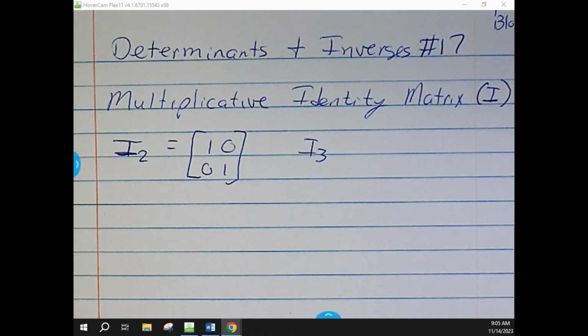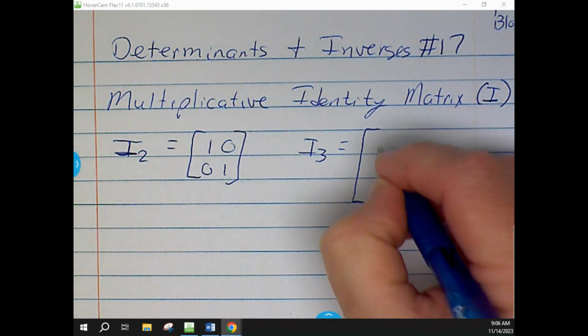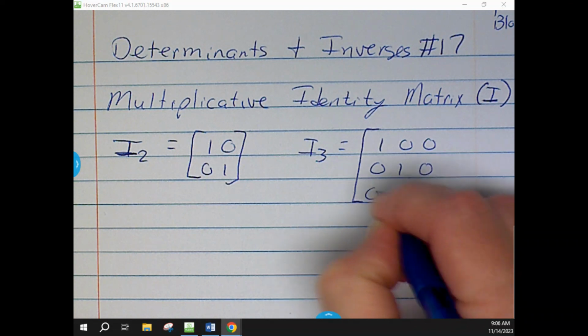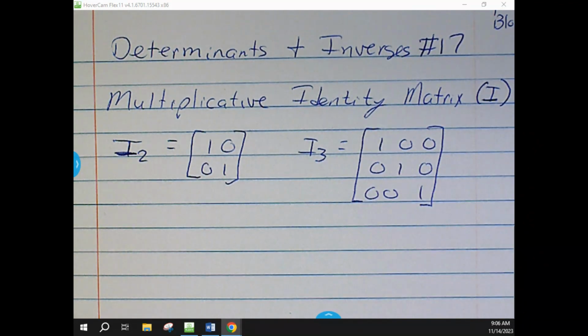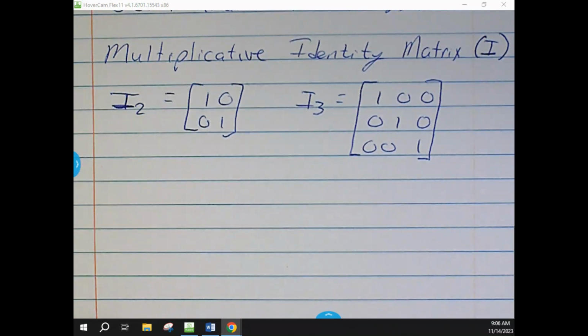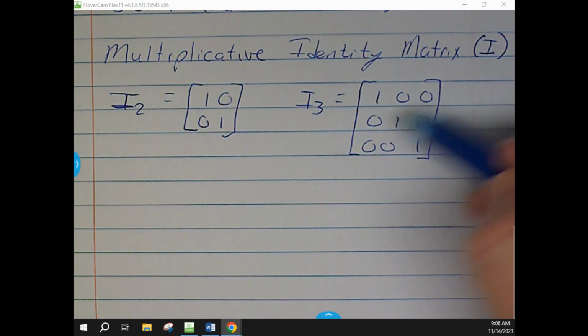The multiplicative identity matrix, if it's 3 by 3, anybody want to say multiplicative with me? Multiplicative. It's just a fun word to say. There's just no song with multiplicative.